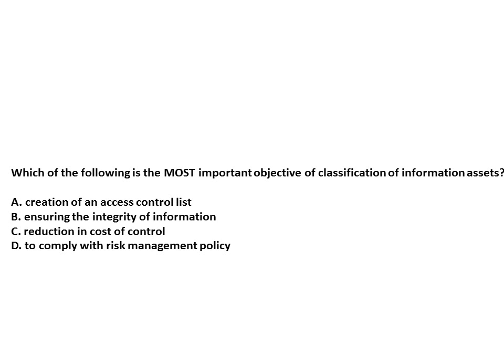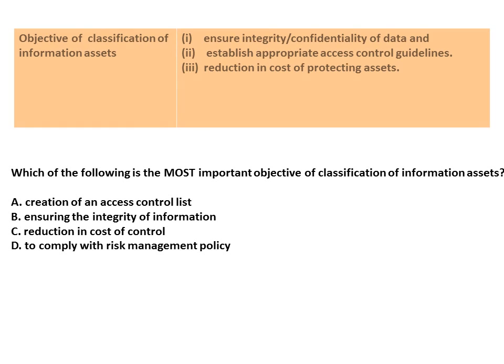Which of the following is the most important objective of classification of information assets? We need to remember, whenever the question is about the objective of classification of information assets, our first preference should be data integrity. Second will be to establish appropriate access control guidelines, and third will be the reduction in cost of protecting the assets. So in the given question, our answer should be ensuring the integrity of information.